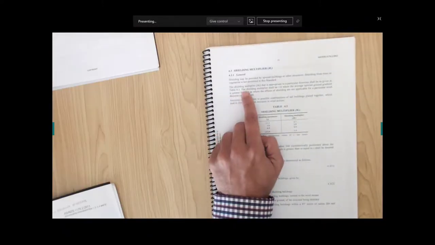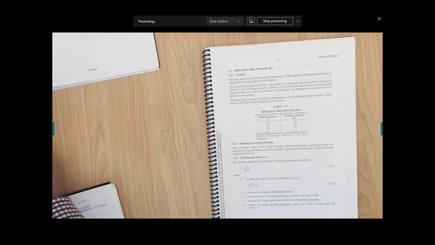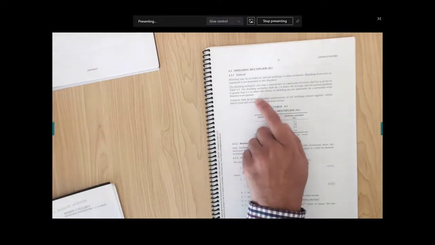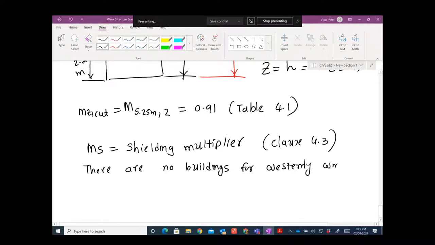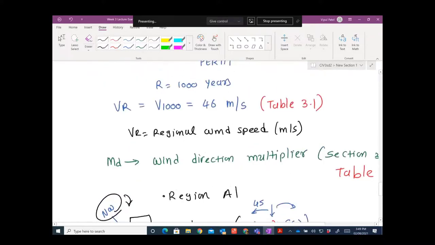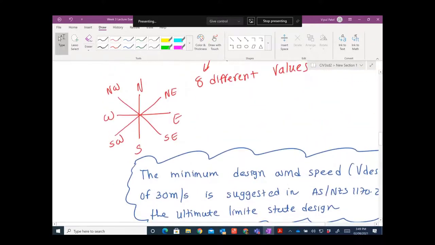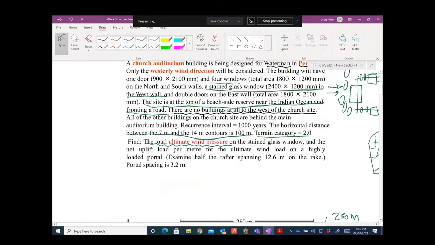So over here, let me go back and write this one. There are no buildings for westerly wind. There are no buildings in front in the westerly direction because it's mentioned here. It's mentioned here that there are no buildings at all to the west of the church site. All other buildings on the church site are behind the main auditorium building. Okay, so therefore we take it.